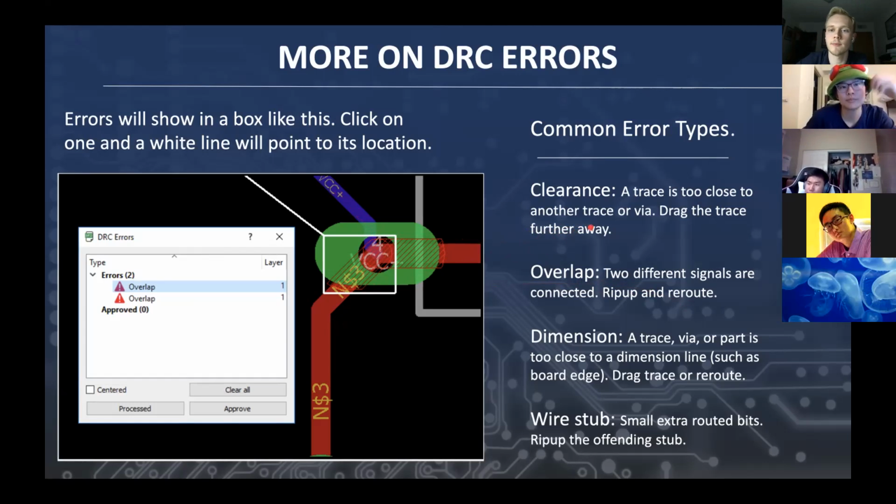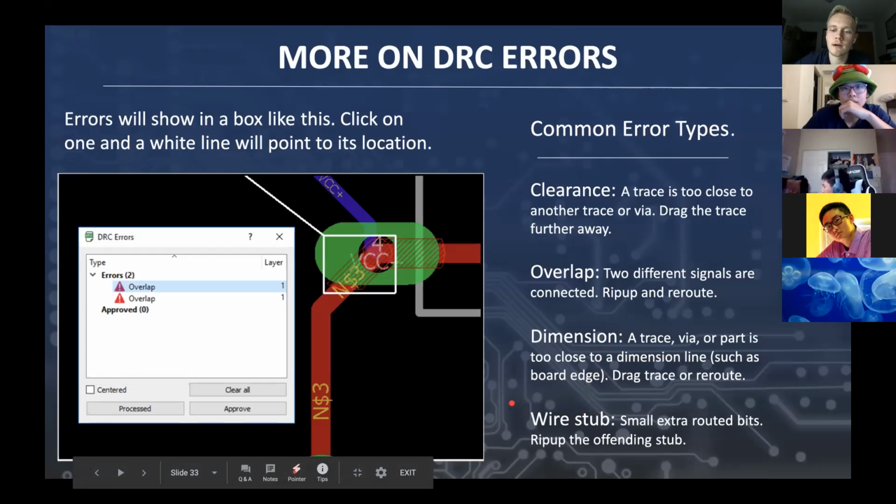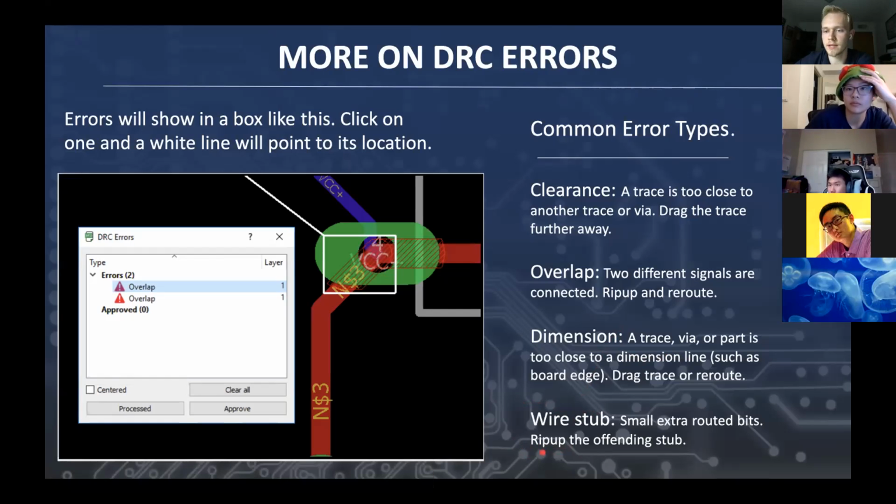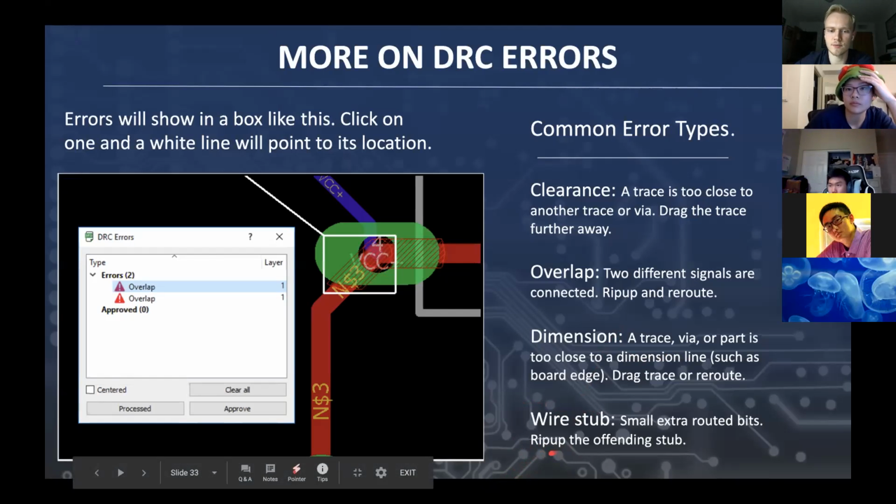Some common kinds of errors that we might get are clearance errors. Those are when a trace is too close to another trace or via, which means that in the manufacturing process, a connection might be made that you really don't want to make. Overlap is what I just explained, and that's what's happening here. Dimension means that you've put a trace or one of your components too close to the dimension line or the edge of the board, and that's going to cause problems during manufacturing. And perhaps the most subtle of them is the wire stub error. A wire stub error just means that somewhere in your routing process, there's an extra bit of route hiding somewhere. That's really easy to fix, but you just have to find it first, and sometimes it's very small.